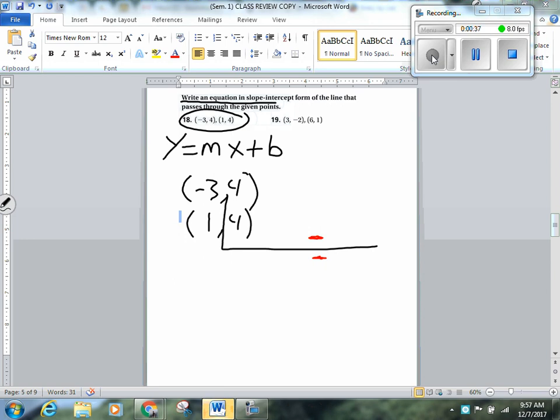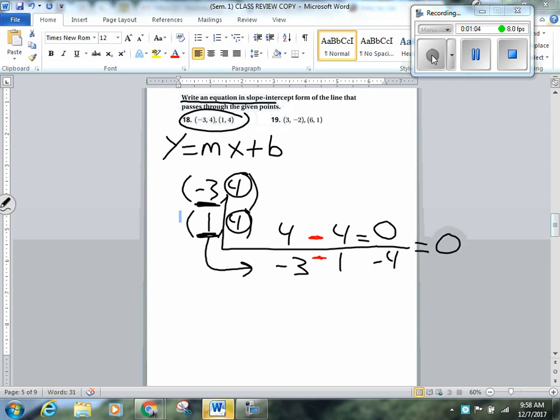I'm going to take the first number, 4, second number, 4, and I'm going to take these numbers and put them here, starting with -3 and the 1. 4 minus 4 is 0. -3 minus 1 is -4. A 0 on the top gives me a 0 slope. Now I take this number and I put it in for the slope and rewrite my equation. y equals 0x plus b.